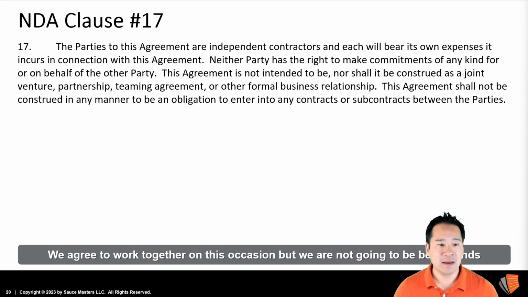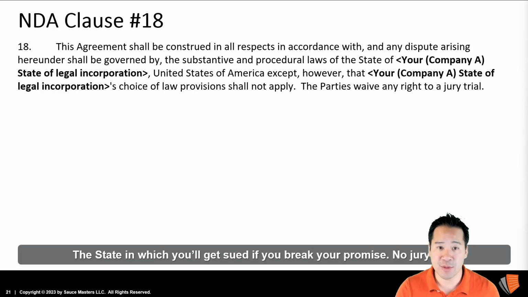Clause number 17 effectively means we agree to work together on this particular occasion, but we're not necessarily going to be best friends forever. So the two parties in this agreement, you and somebody else, you're separate businesses. You're working together, but you're not the same company. So each party is responsible to pay its own way, its own expenses related to this agreement. So said another way, you don't have to cover somebody else's costs. This agreement also doesn't mean you're starting a partnership, a joint venture. It doesn't force you to work with them together on other projects.